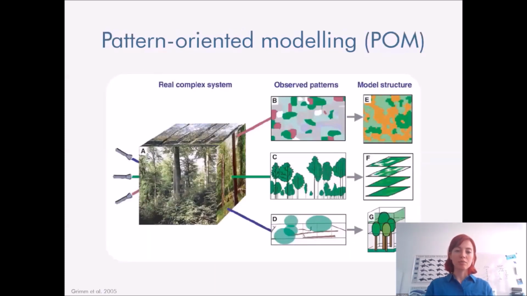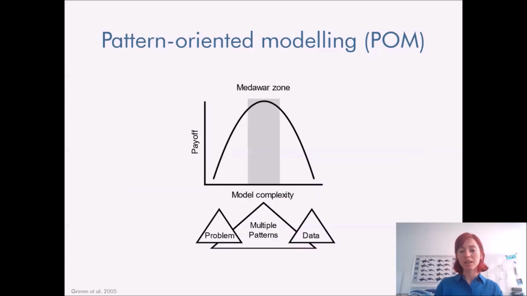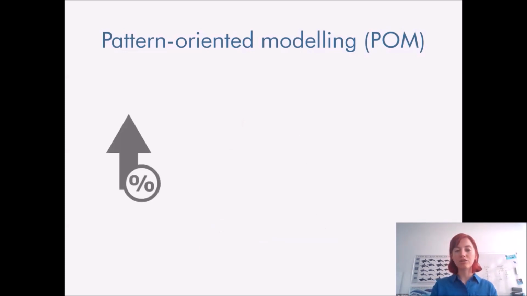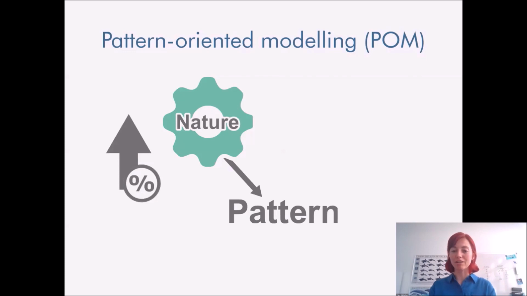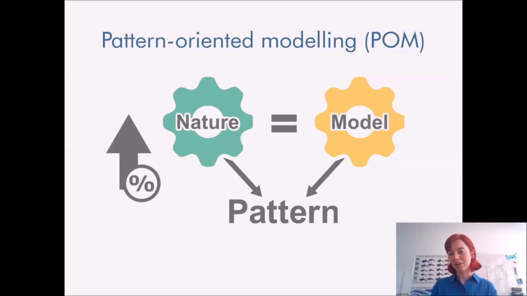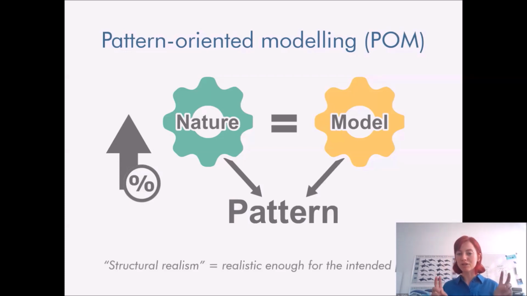And so this pattern-oriented modeling approach offers a systematic approach for confronting models with empirical data, and these patterns can be observed and should be observed at different hierarchical levels of the environment. They can be used to balance model complexity by ensuring how much complexity is needed to represent those key patterns. And they can increase the chance that the mechanisms that are driving the pattern in nature and those that are driving it in the model are the same. And so the idea being that you're going for structural realism, meaning that the model is realistic enough to address its intended purpose. So you're using these patterns throughout the entire modeling process to evaluate the performance of the model.